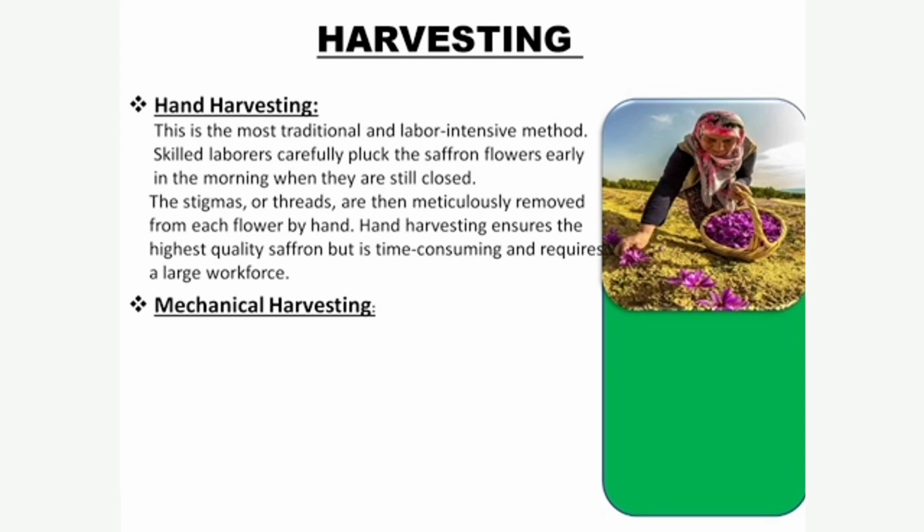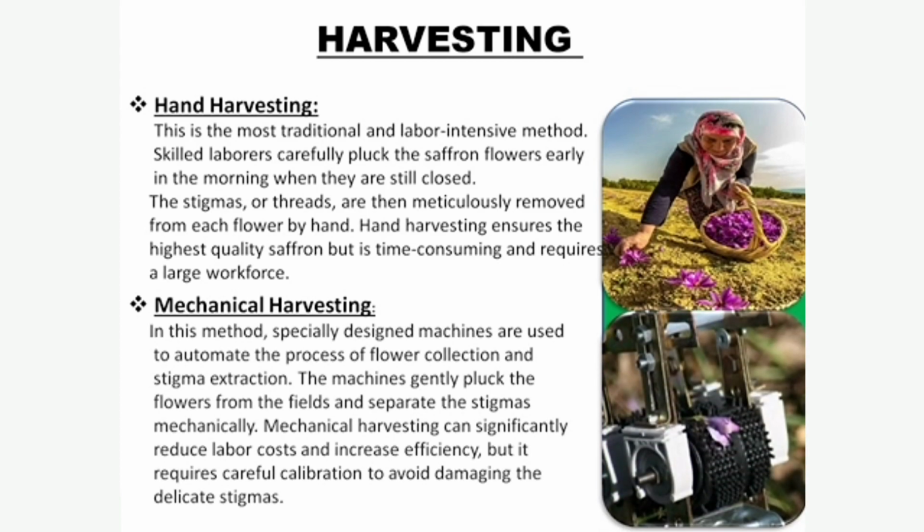The second harvesting method is mechanical harvesting. In this method, specially designed machines are used in the harvesting process, and this is an automated process. The machine gently plucks the flowers from the fields, collects them, and separates the stigma mechanically. Mechanical harvesting has the great advantage of reducing labor cost and increasing efficiency, but it requires careful calibration to avoid damaging the delicate stigma.